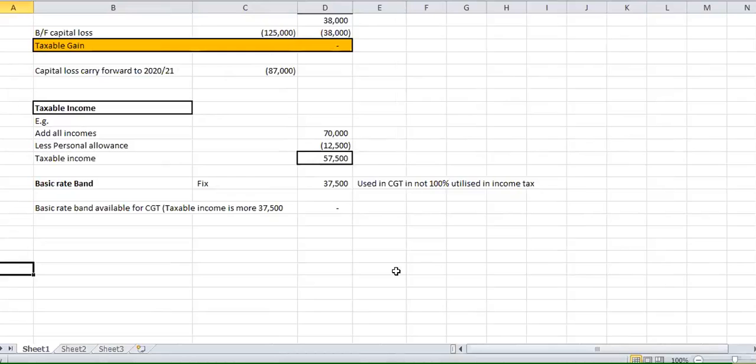Ibrahim, obviously, you will always, first of all, utilize your basic rate band in the income tax. If it is unused in the income tax, only then you can utilize it in the capital gains tax.